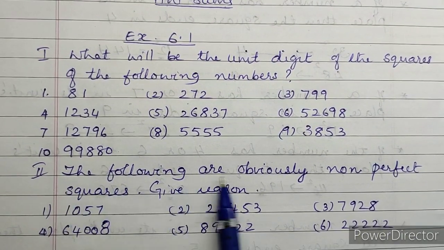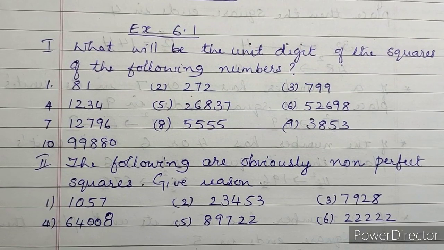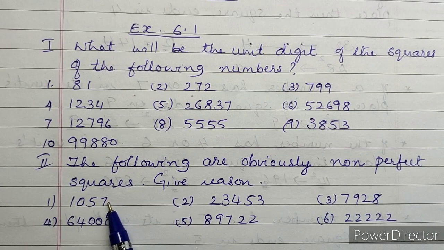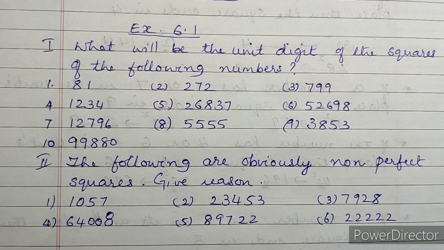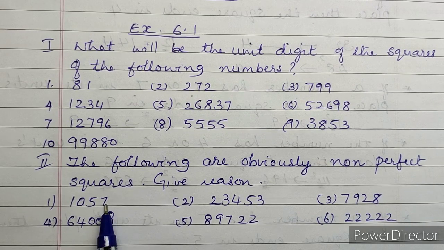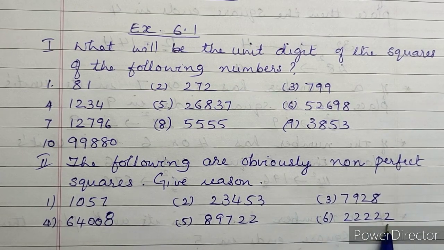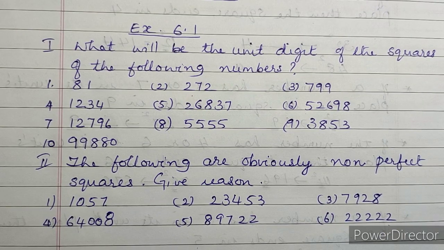The following are obviously non-perfect squares. Give reason. So this one you have to draw columns and write the reason. 2 columns you make, number you write first and then reason you write. First number ends with 7. So the numbers ending with 0, 1, 4, 5, 6, 9 are perfect square numbers. Other than that, if it comes, it is not a perfect square number. So 7, it is not a perfect square number. So 3, 8, 2, the reason you have to write.